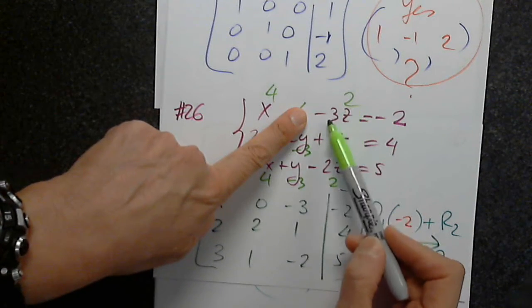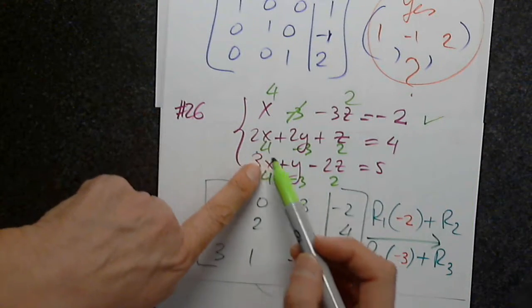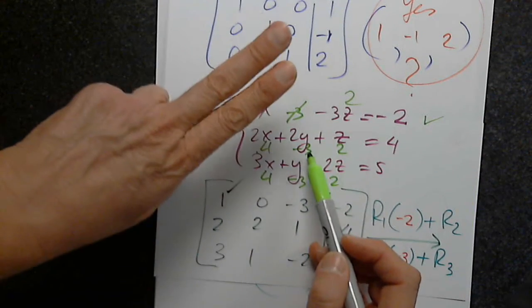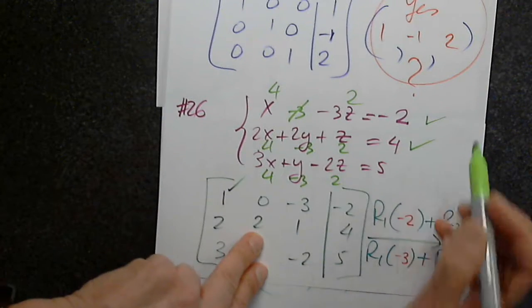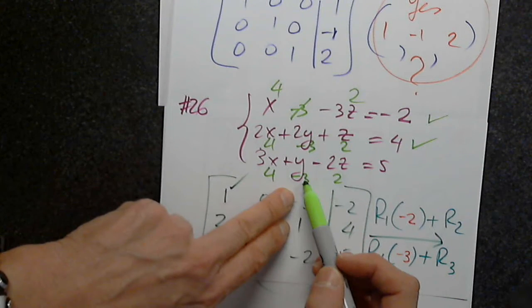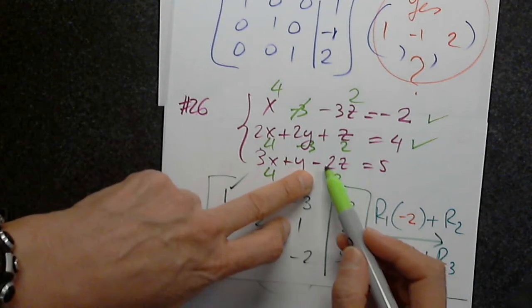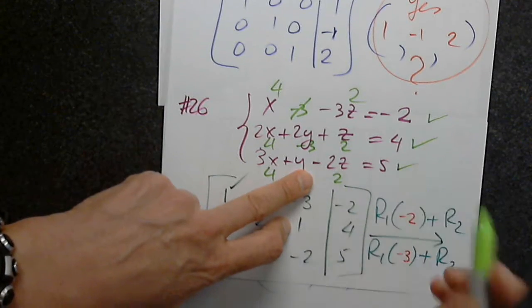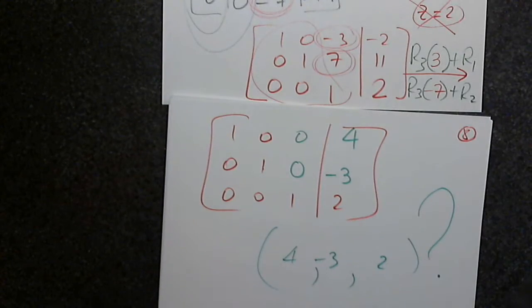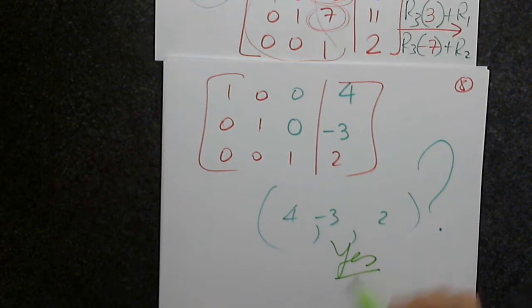4 minus 6. Check. 8 minus 6 is 2. 2 plus 2 is 4. Check. 12 minus 3 is 9. 9 minus 4 is 5. Check. No doubt. It's a yes.